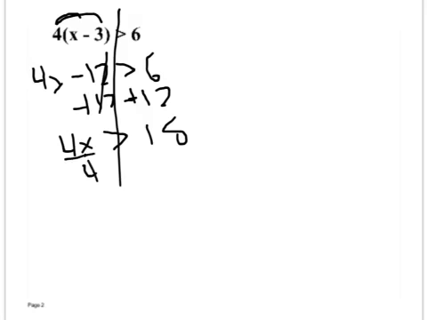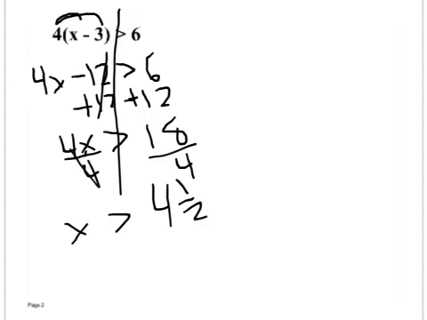I divide by 4. X is greater than... don't change my sign. I'm not dividing by a negative number, so I leave my sign the same. 4 goes into 18 4 times with 2 left over, gives me 4.5. Now I'm going to erase all this. If you want to go this way, then you don't have to write the next way down. But if you want to do it the other way, then write this down.